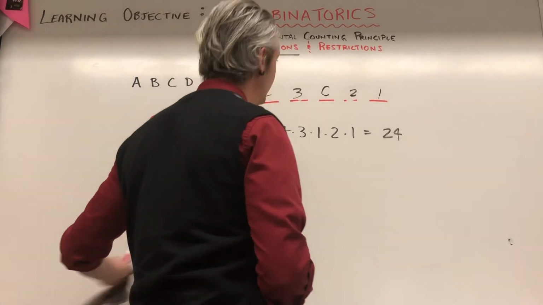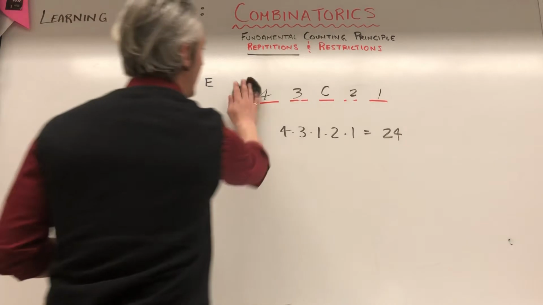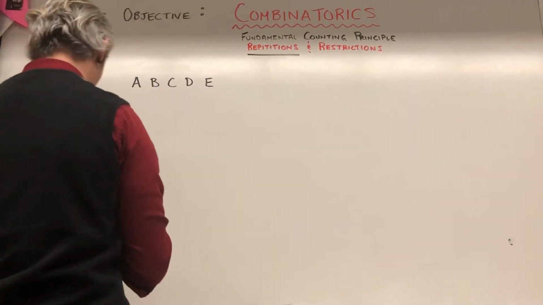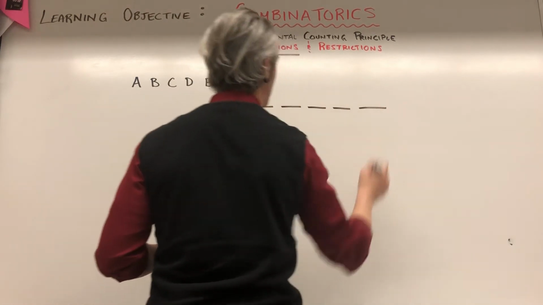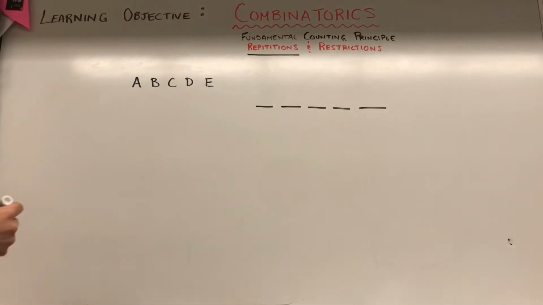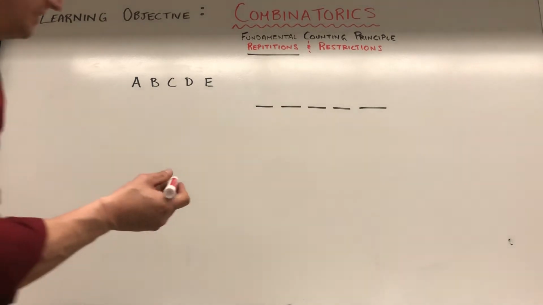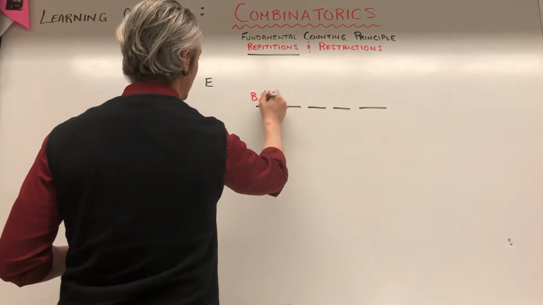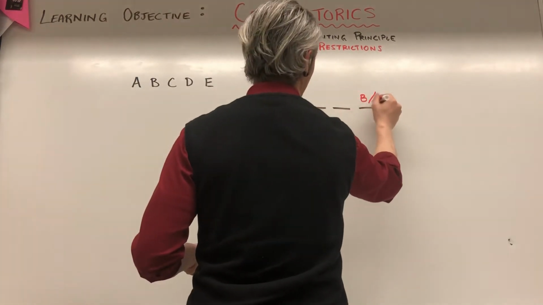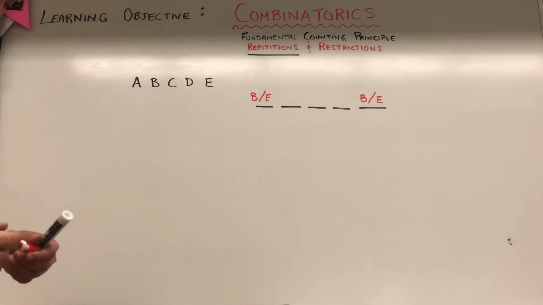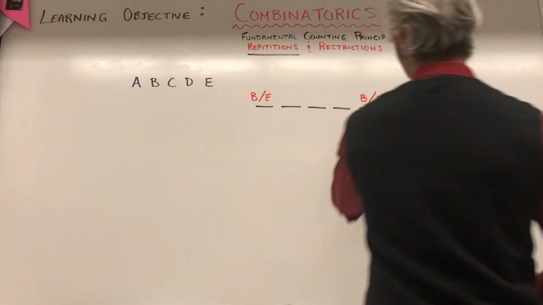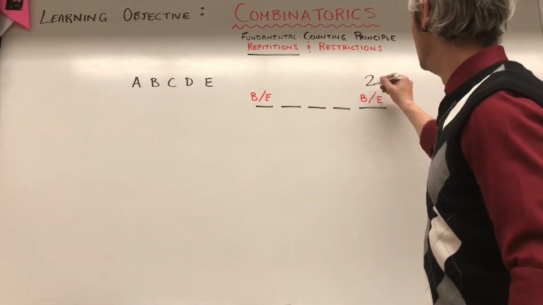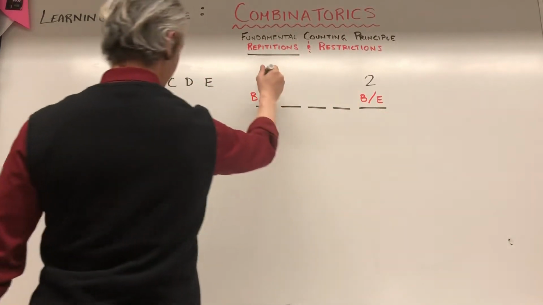Okay? What if I had a different restriction? What if I had the restriction that B and E must be on the ends? So this is either B or E, and then this is either B or E. Well, how would that one be done? Well, what are your choices for the ends here? Let's say I start on this one. Well, I have 2 choices, B or E. And if I have 2 choices here, by selecting 1, I'm left with 1 choice on the other end.